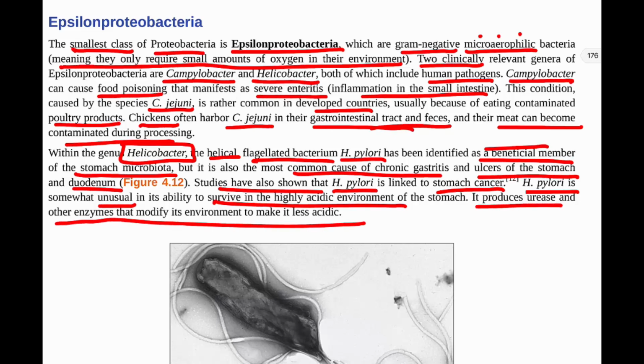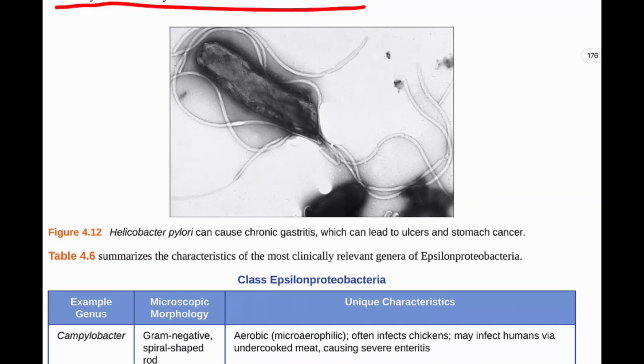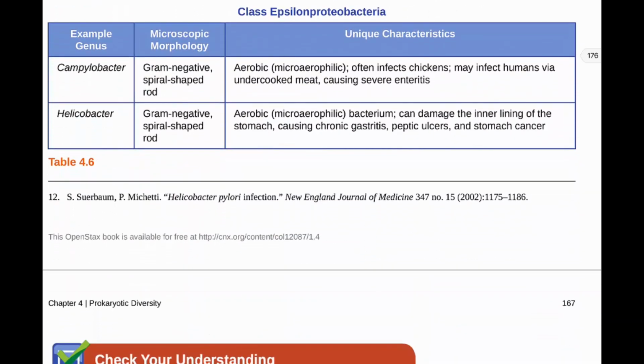And here is a picture of Helicobacter pylori, which can cause that chronic gastritis, leading to ulcers and stomach cancer. Here's our chart for the Epsilon Proteobacteria. So our Campylobacter and Helicobacter. You should have this information and know that information. We just talked about it.